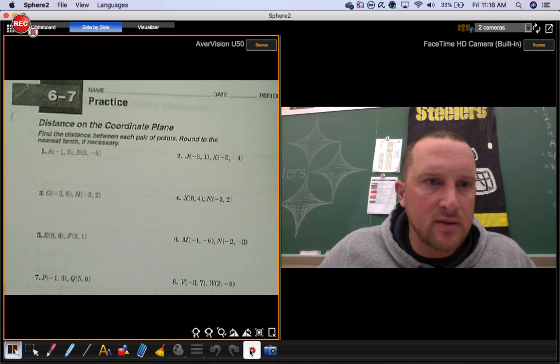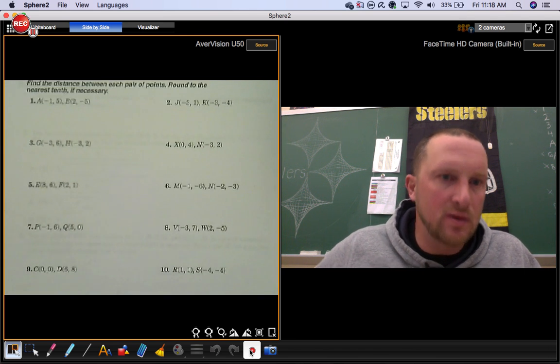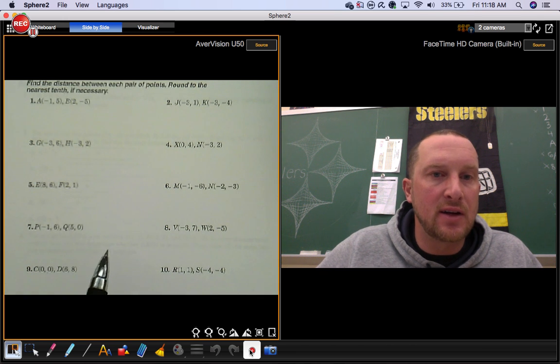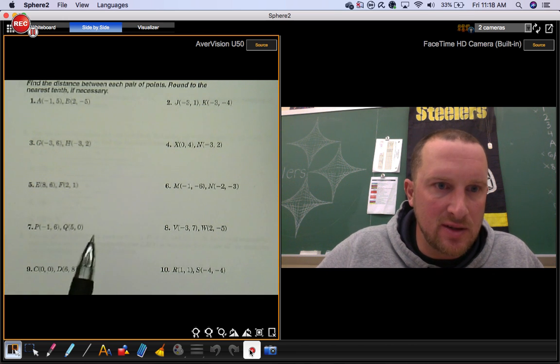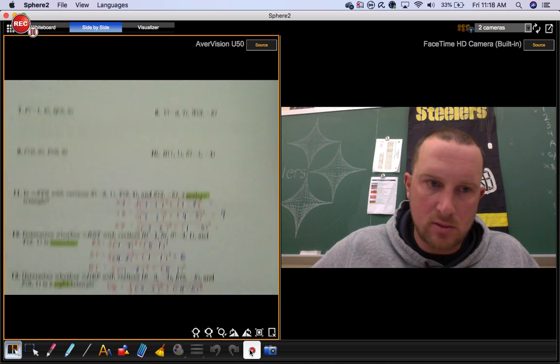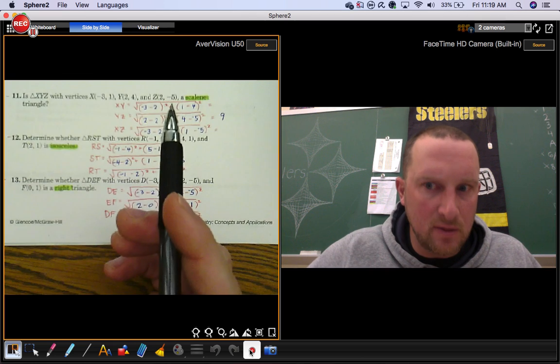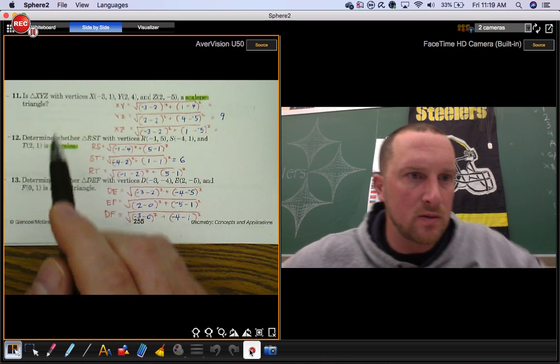This is the practice for section 6, 7. Numbers 1 through 10, you're going to use the distance formula and find an answer. Round your answer to the nearest hundredth. That's 2 decimal places. Keep your eyes open for the easy ones. 11 through 13, these problems are a little bit different. So we're going to talk about each of these.